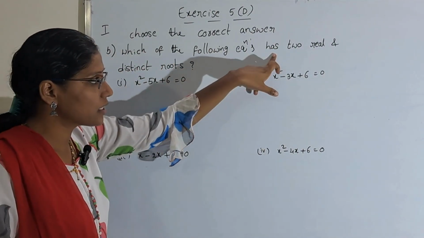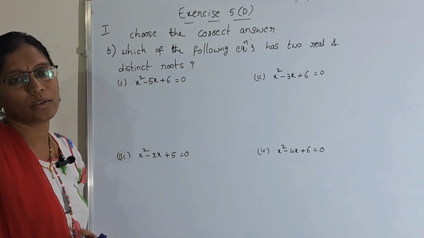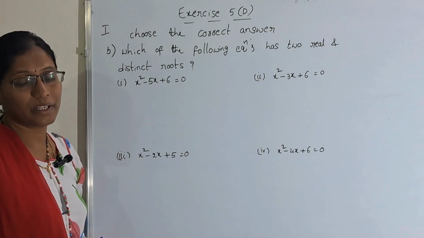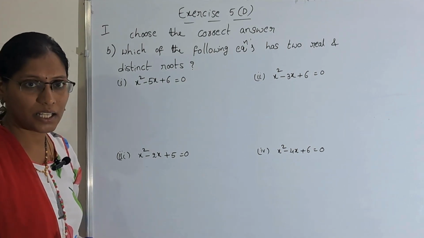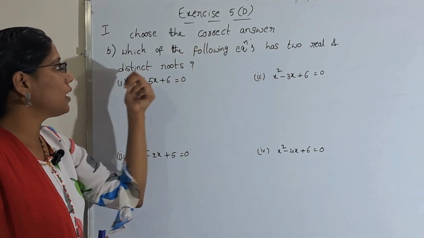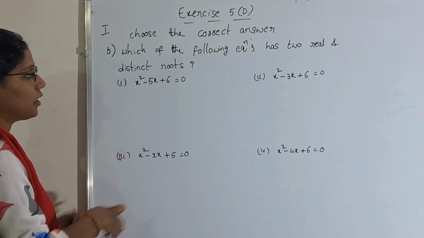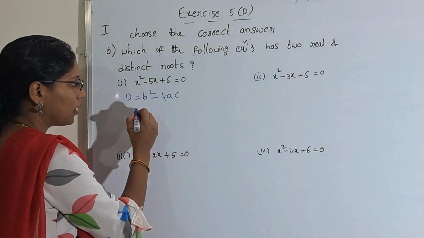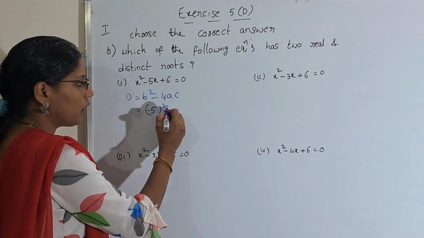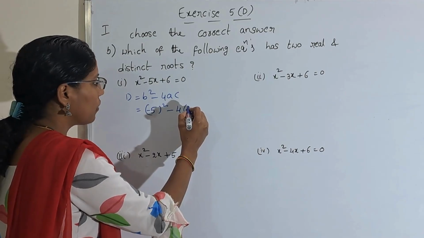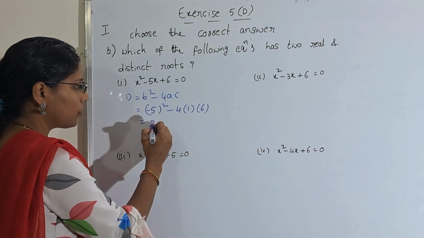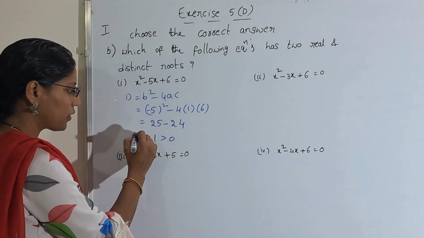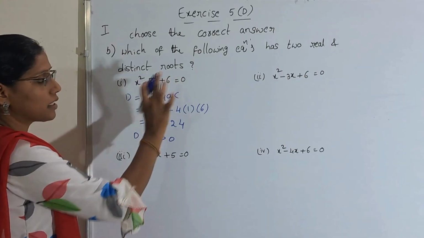Next, first main B problem. Which of the following equations have two real and distinct roots? Two real and distinct roots, when will it come? D greater than 0 it will come. D means discriminant. Discriminant greater than 0 means the roots are two real and distinct roots. We can check here. Here d is equal to b square minus 4ac. B value is minus 5 whole square minus 4 into a value 1, c value 6. Here 25 minus 24, 1 it will come. 1 is greater than 0. This is two real and distinct roots.